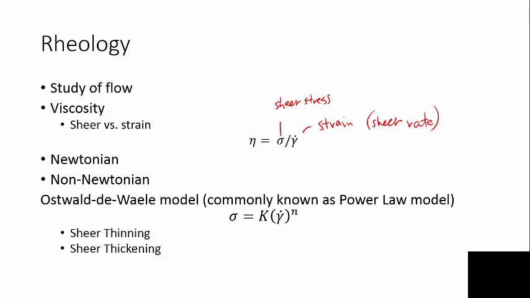So this is going to give you a linear relationship, which is considered a Newtonian fluid. A non-Newtonian fluid is nonlinear and will follow a power law. And so you have two situations depending on the power here. You either have shear thinning, which is also known as a pseudoplastic, or shear thickening, which is known as a dilatant.